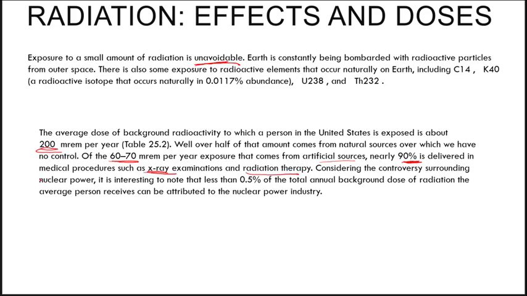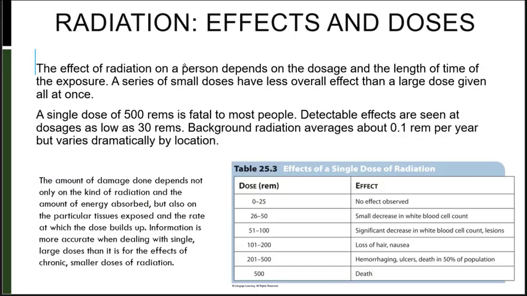Considering the controversy surrounding nuclear power, it is interesting to note that less than 0.5% of the total annual background dose of radiation the average person receives can be attributed to the nuclear power industry. The effective radiation on a person depends on the dosage and the length of time of the exposure.